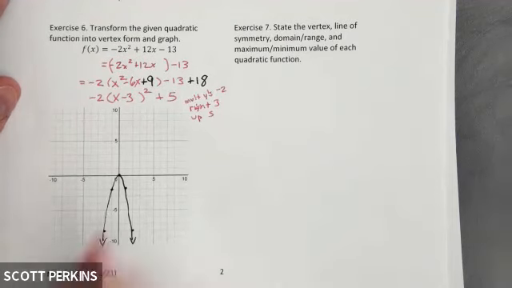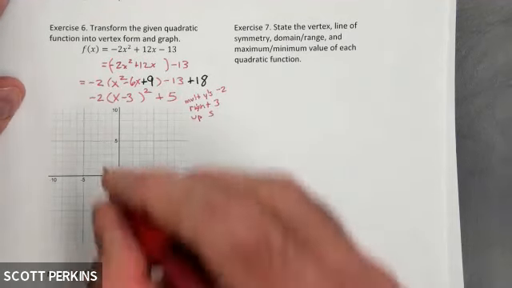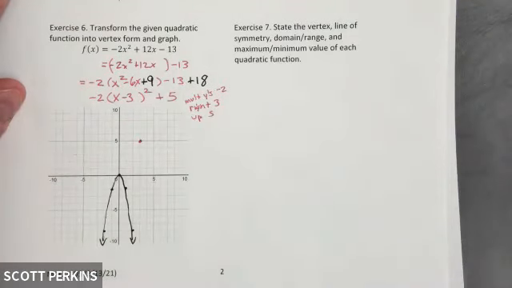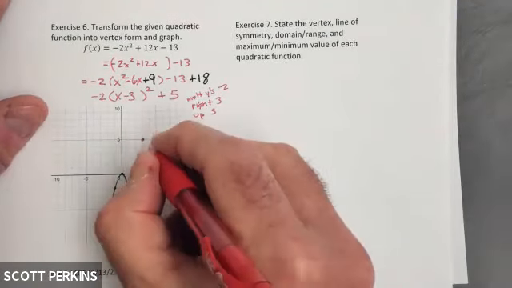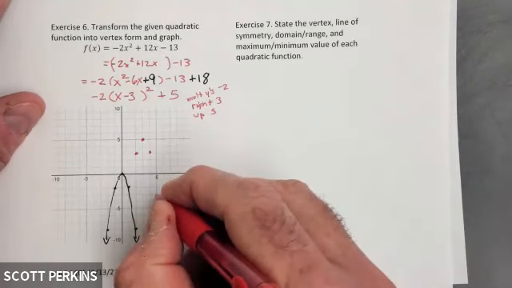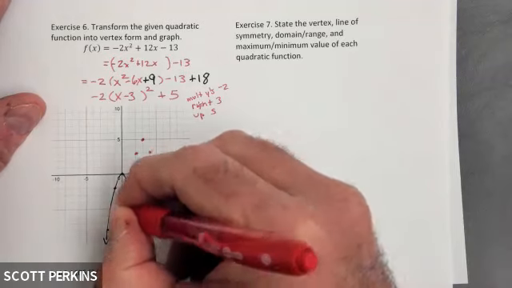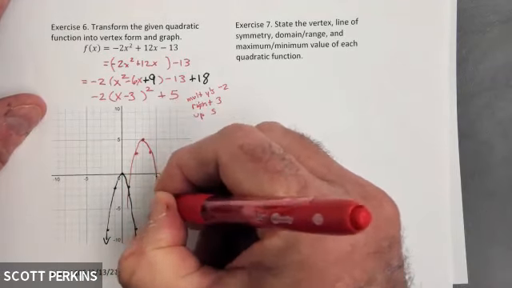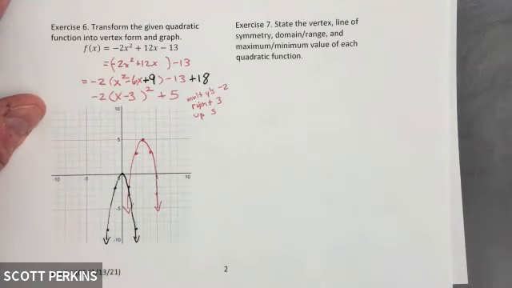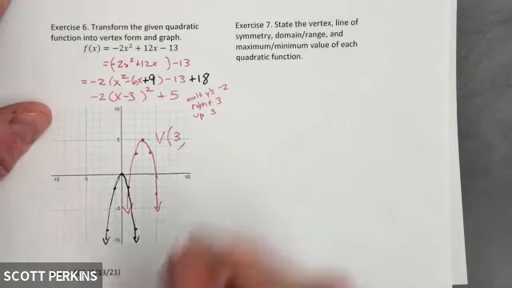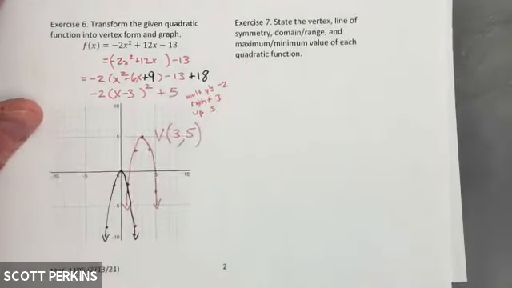And now I'm going to take that and I'm going to move it all right 3 and up 5. So right 3, up 5, that moves my vertex right there. And then my y values that are negative 2 are going to look like this. And here is my final graph in beautiful red. The vertex, since I went right 3, is at the x value 3, and I went up 5, so the y value is 5. And there we go.